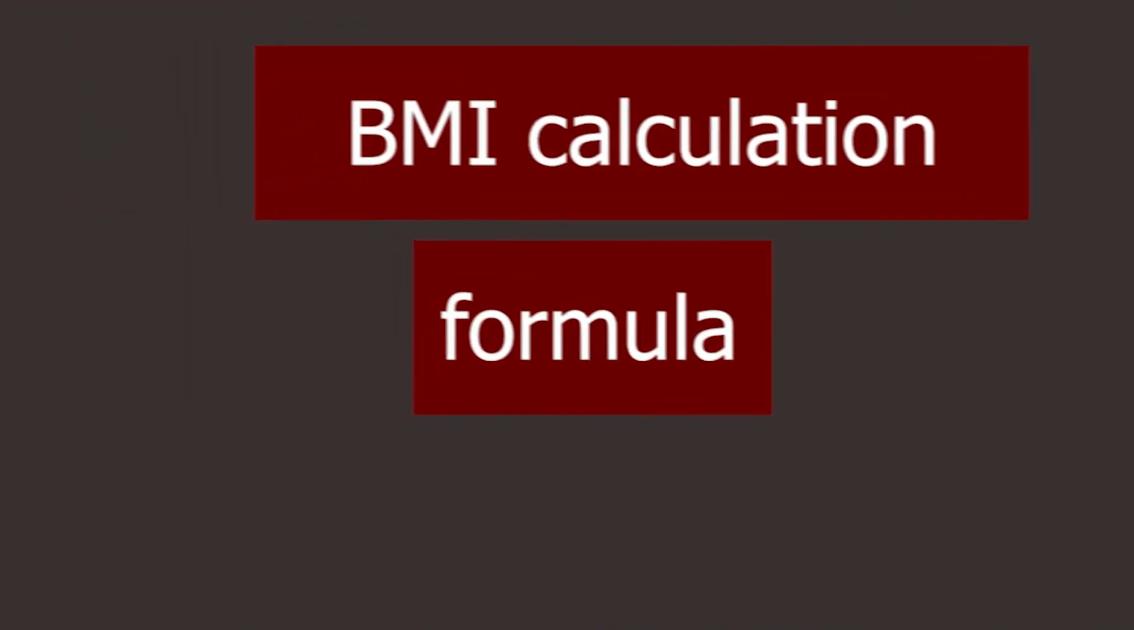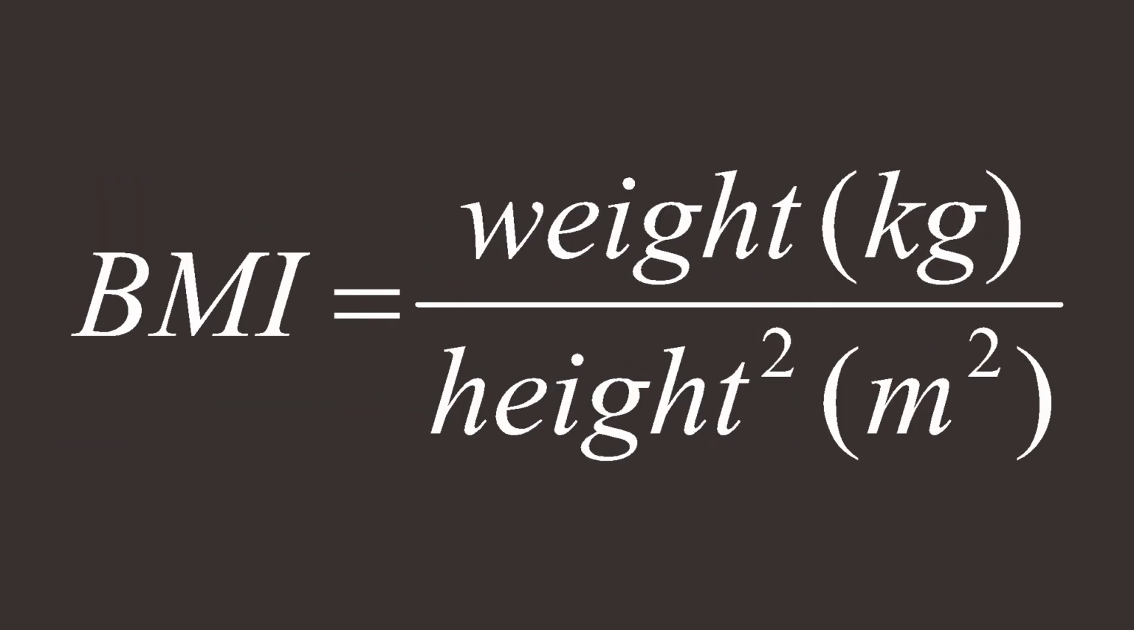Body Mass Index Calculation Formula. BMI is calculated by dividing people's weight, in kilograms, by their height, in meters, to the power of 2.